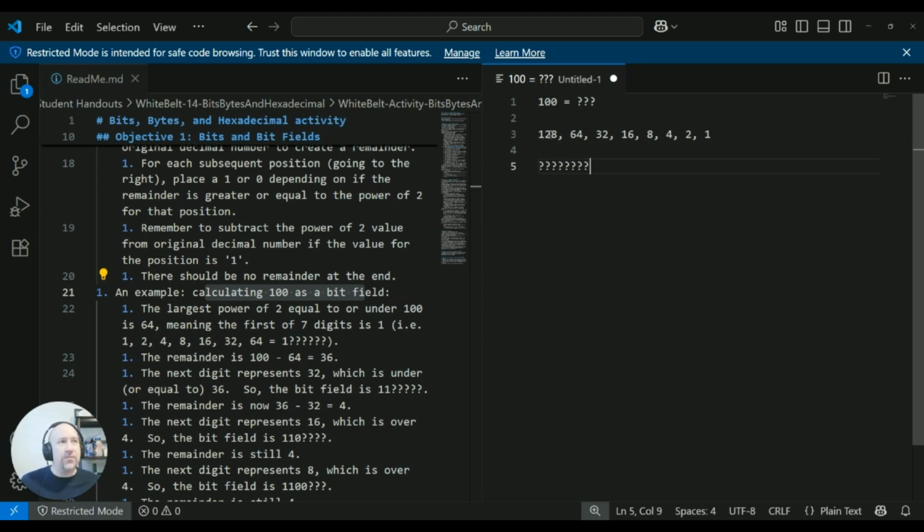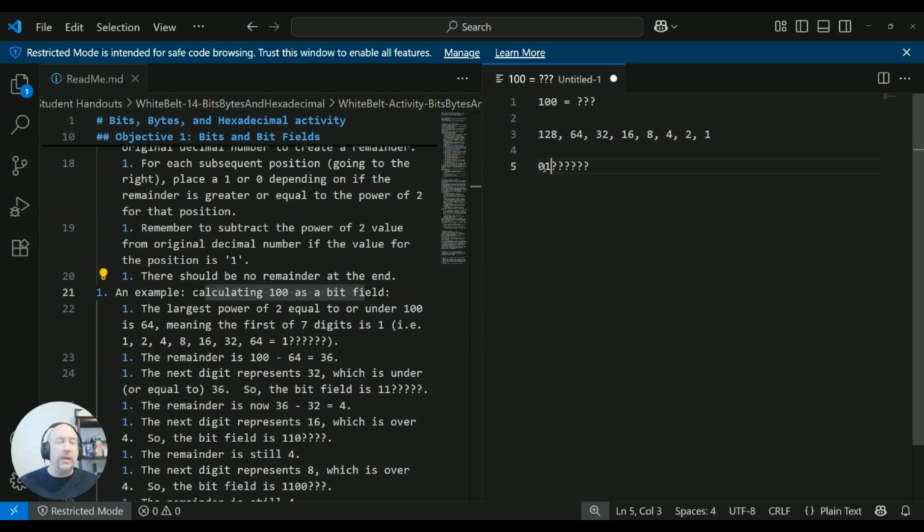What we have to figure out is for each of these places, does it fit into the remaining number? We're going to subtract from 100 as we find values that fit. So starting off, 128, is that less than or equal to 100? The answer is no. So the first digit is 0. It does not fit. The next digit, 64, is it less than or equal to 100? The answer is yes. So our next digit is 1.